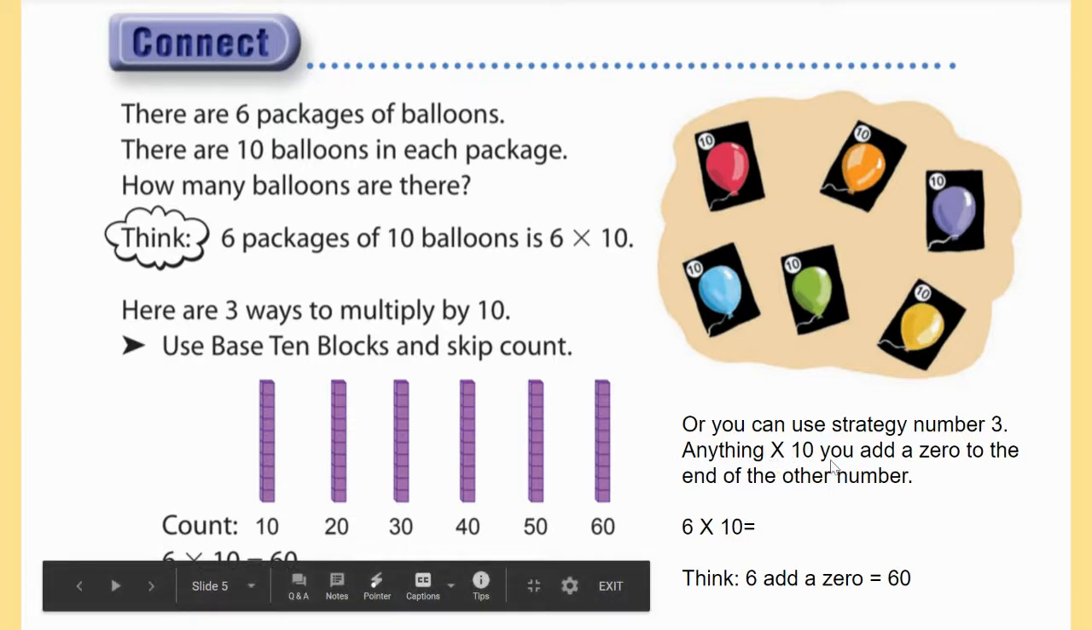Or you can use strategy number 3. So anything times 10, you add a 0 to the end of the other number. So 6 times 10, you can think 6 add a 0 equals 60. 6 groups of 10 equals 60.